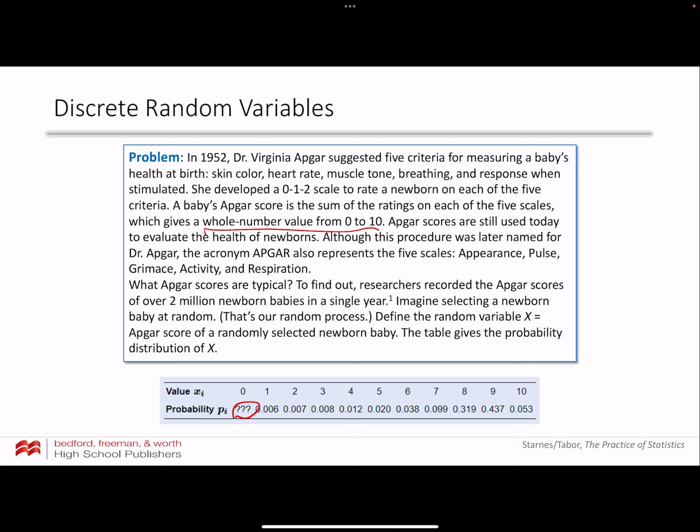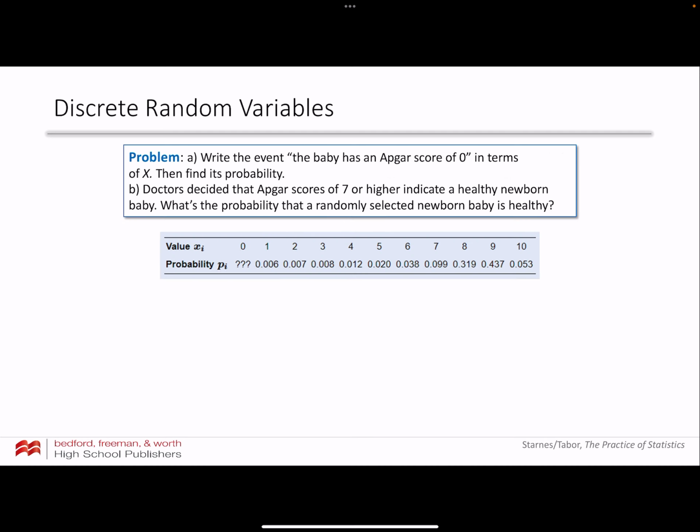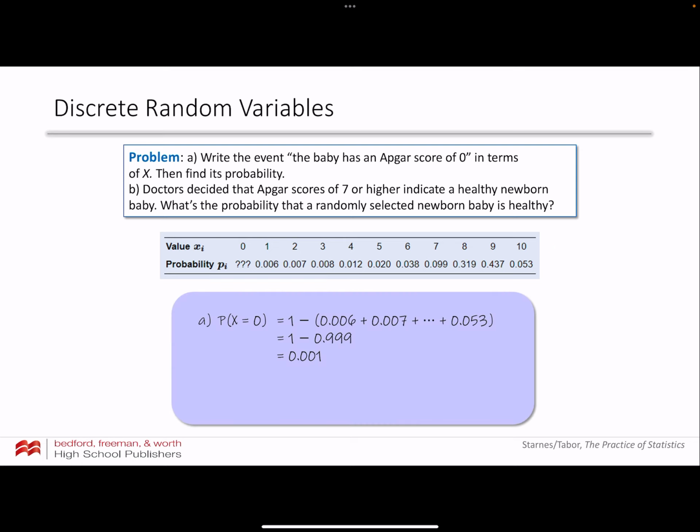See those question marks there? Well, if I needed to figure out what the probability of having an APGAR score of a 0 was, I can use what I know: these are all the possible outcomes. So these probabilities have to sum to 1 or 100%, right? So if I add up all those probabilities that were given to me for all those other APGAR scores, they add up to 0.999. So this probability in here is 1 minus that, 0.001.